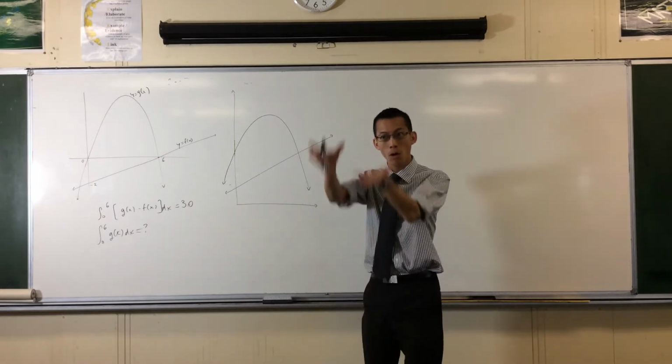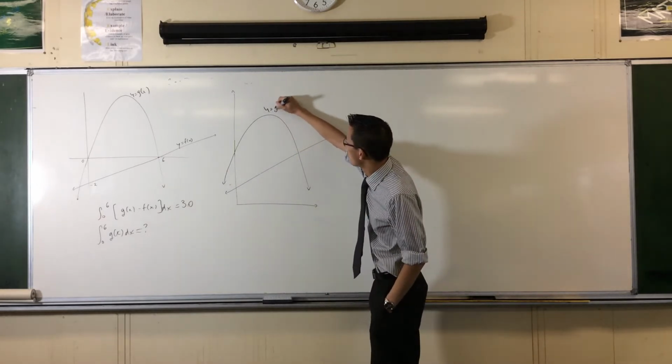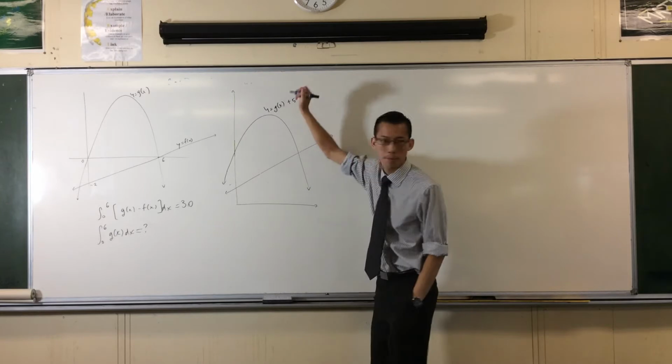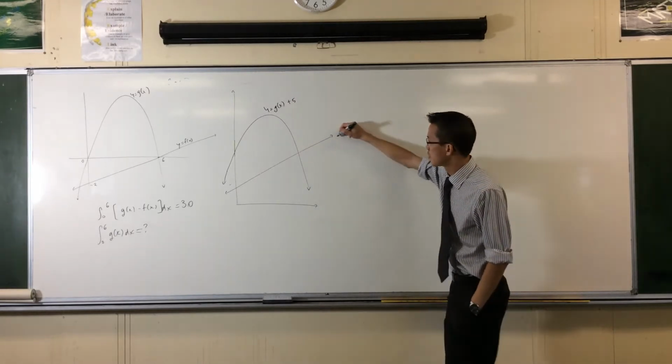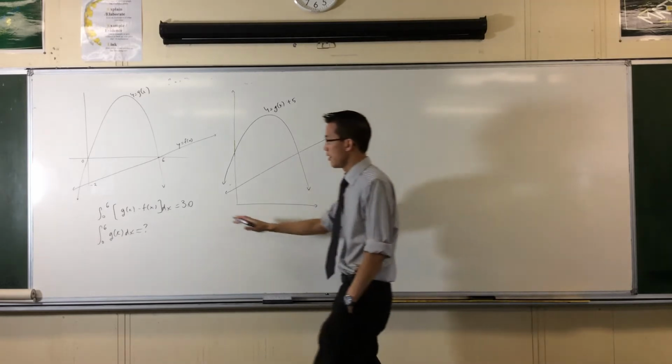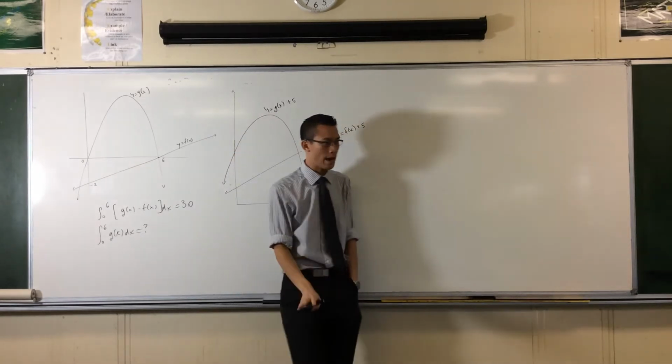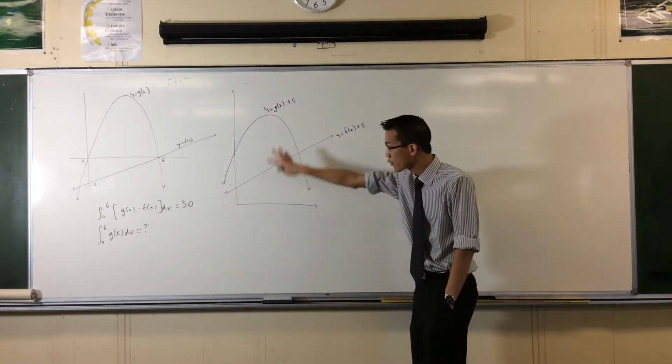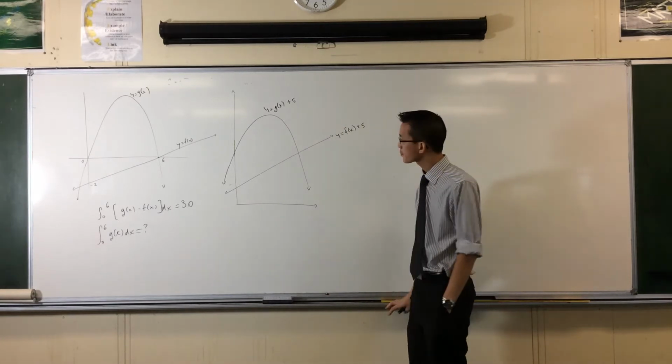If I moved them all up, I mean, suppose this was the same graph but moved it up 5 units, and suppose this was the same graph but moved it up 5 units. So now this axis is no longer in the way. It's no longer a problem. Everything here is positive.